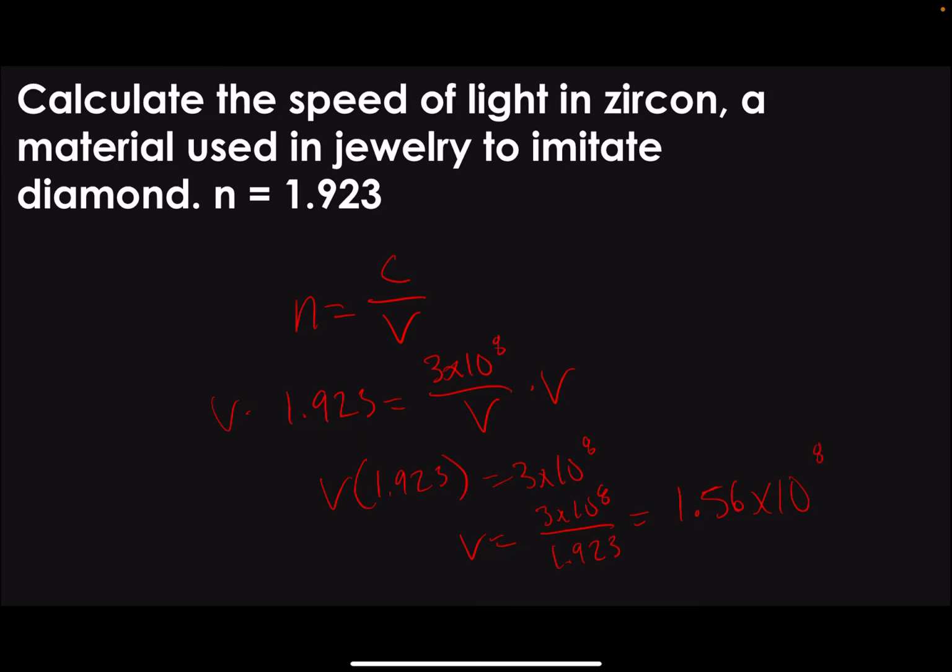Your calculator probably gave 156 with a bunch of numbers after it. Make sure you put it in scientific notation. Don't write down that whole thing, that's pretty tedious. Shorthand it. Use scientific notation.